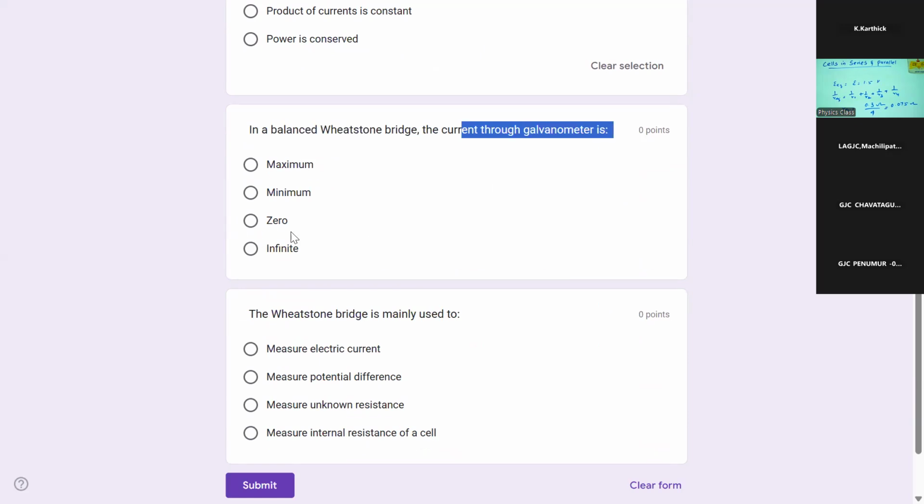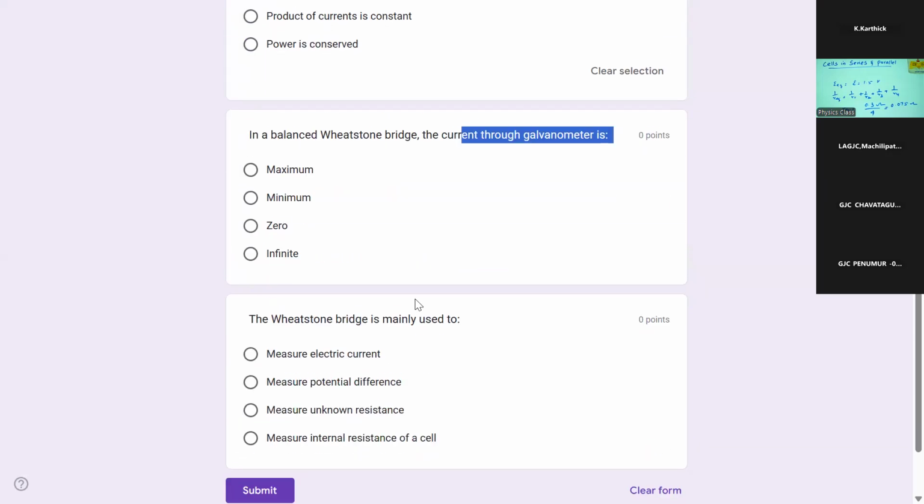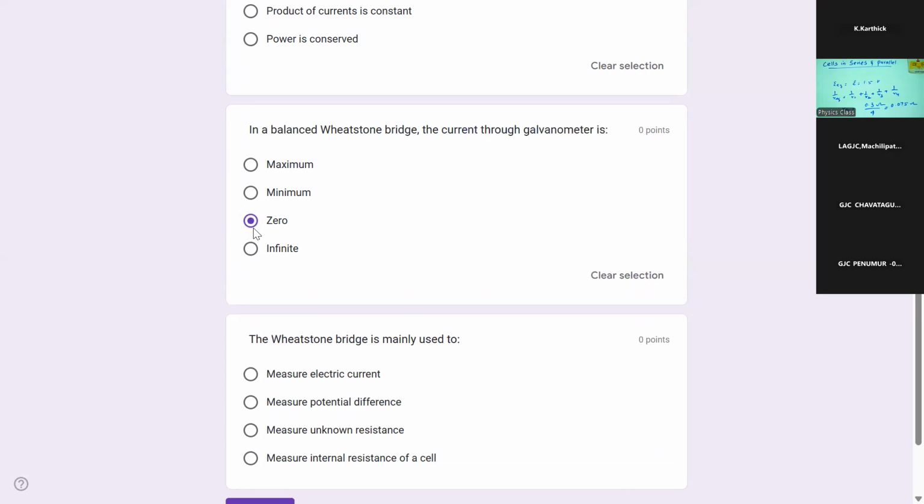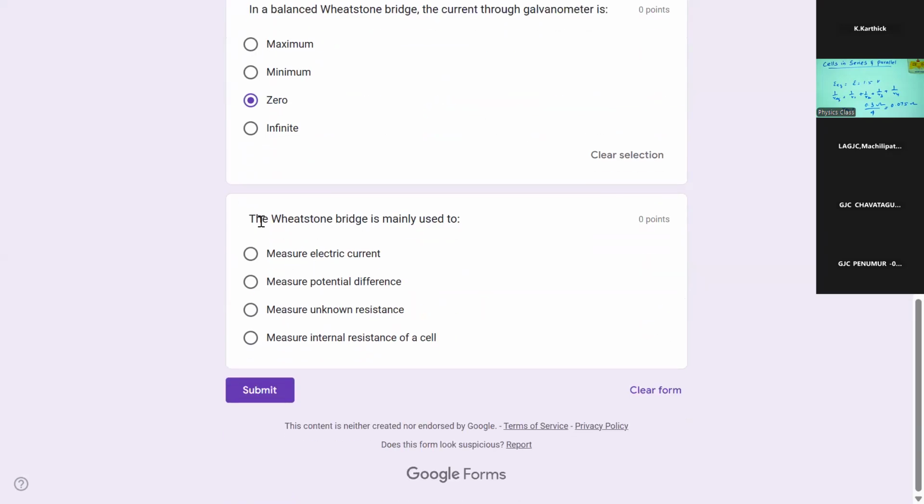Yes, very good. Yes, 3. Good. Yes, many students answering option 3 because very important. In the Wheatstone bridge, we can say that balanced means the current through the galvanometer is 0. Yes, good. 0. And the final one.